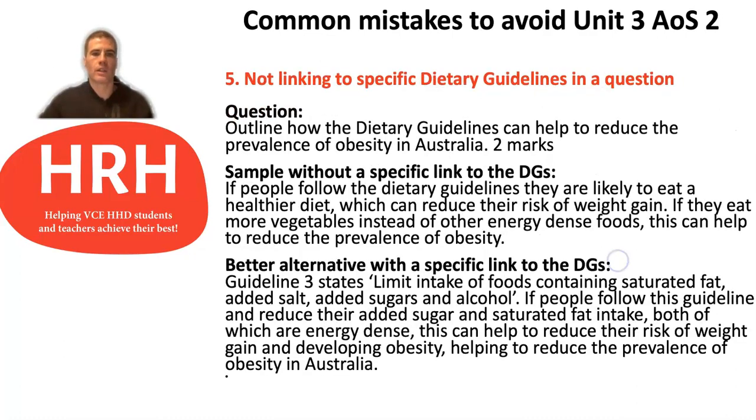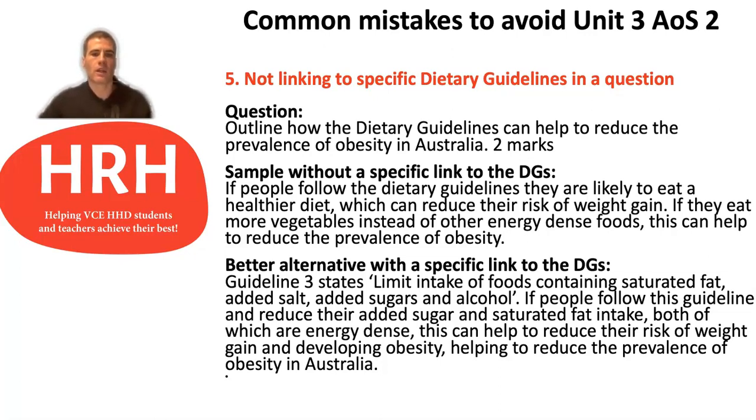So let's have a look once again at a question to help give you a sense of what I mean here. The question could be, outline how the dietary guidelines can help to reduce the prevalence of obesity in Australia. The first sample there, without a specific link to a guideline, is just saying that if people follow the dietary guidelines, they're likely to eat a healthier diet, which might reduce their risk of weight gain because they might eat more vegetables instead of energy-dense foods, and that can help to reduce the prevalence of obesity. That generally is an okay answer, but there's no specific link to the knowledge that you should be demonstrating about a guideline you've learnt.